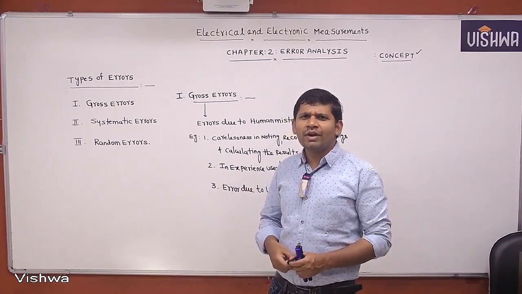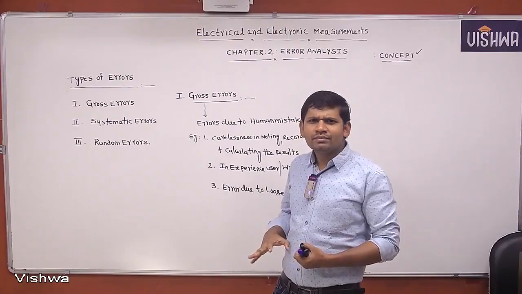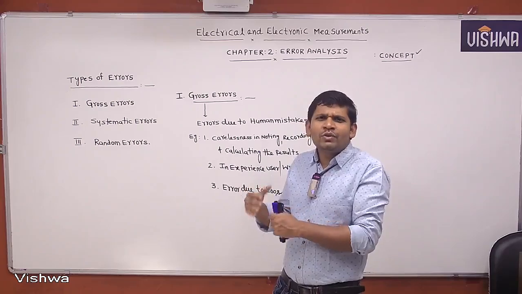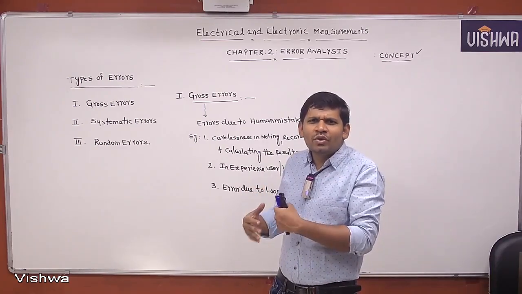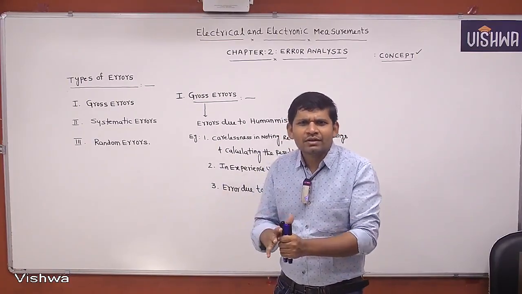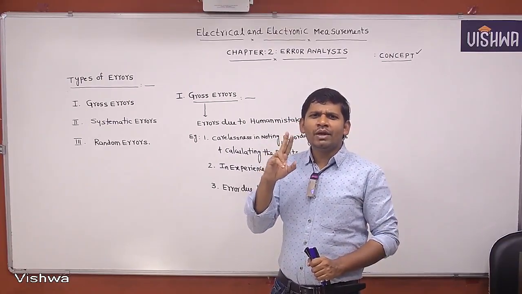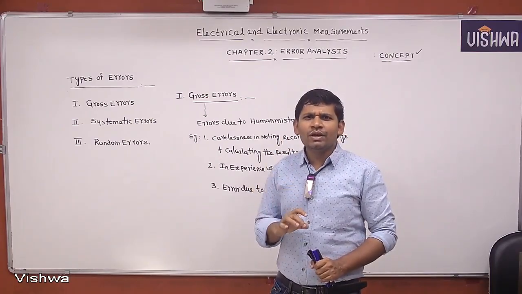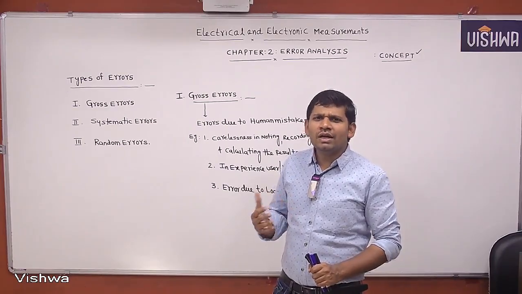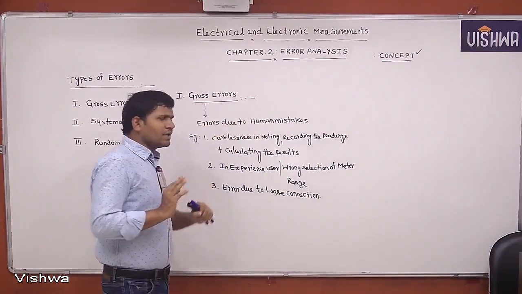The other way of reducing gross errors is, instead of taking one reading in a particular experiment, say we are measuring a particular voltage, we measure that same voltage not once but 10 times. Whatever values we get, take the average. Then we can reduce the gross errors. So gross errors are reduced mainly by two methods: taking readings carefully and taking a set of readings and averaging them. Understood? Remember these points about gross errors. Clear?